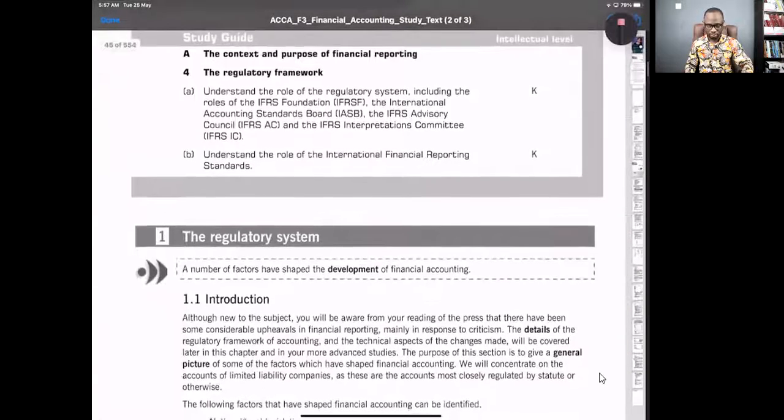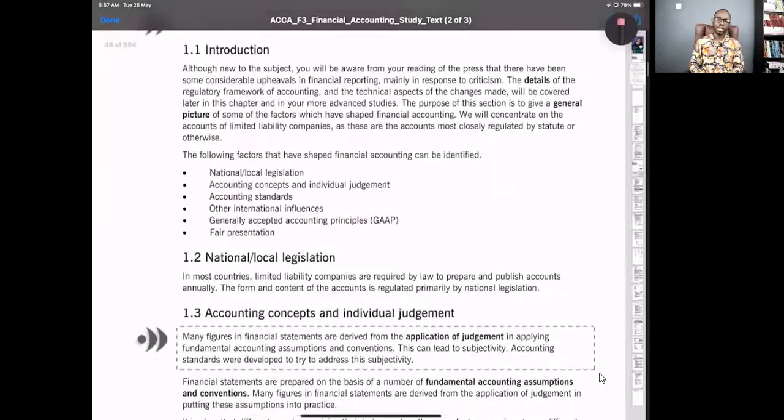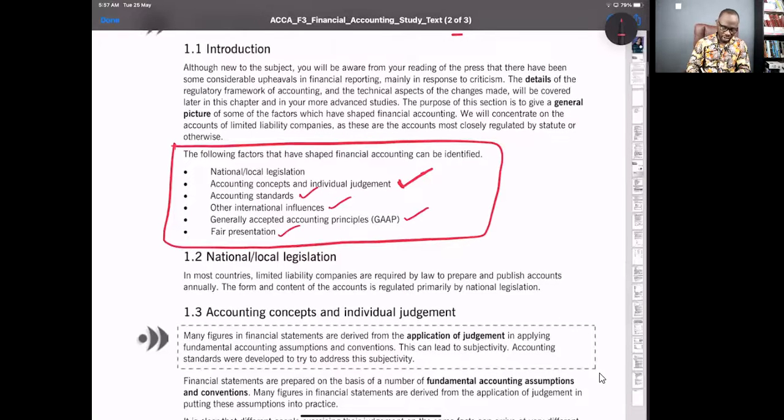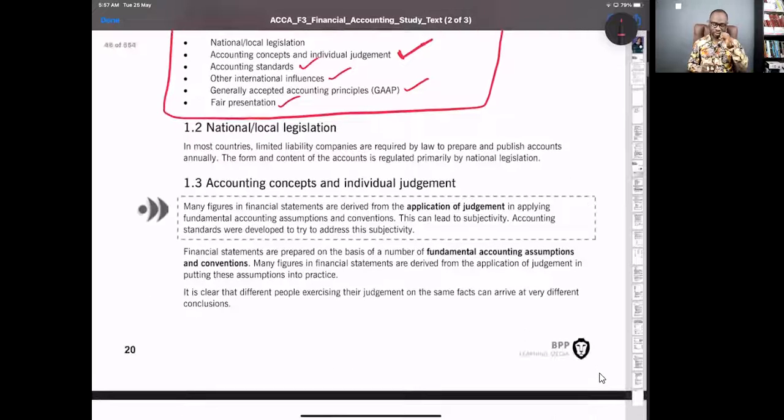So let's look at it. Now, when it comes to the way financial accounting and financial reporting is done, there are a number of factors that have influenced or shaped financial accounting over the years. The first one definitely is laws or local legislation, because every country has its laws, its rules that govern the way various things are supposed to be done. Then accounting concepts and individual judgment. We're going to come to that. Then we have the accounting standards, other international influences, then the generally accepted accounting principles, and then fair presentation. So we're going to take these one after the other and spend some time on it.